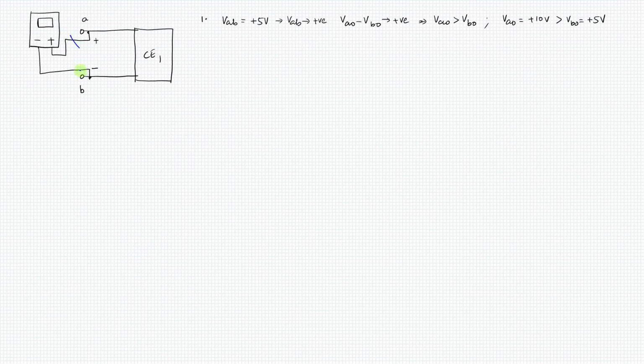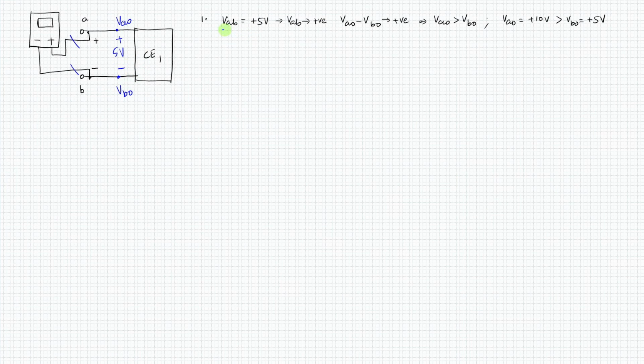So irrespective of this voltmeter being here, there will always be a voltage in which VA0 would be greater than VB0, right? This is existing as part of the circuit. And this VA0 minus VB0, the difference between the potential of the A terminal and the B terminal, will always be plus 5 volt, because that is the circuit behavior.